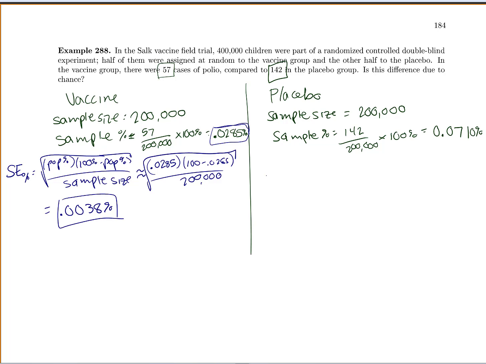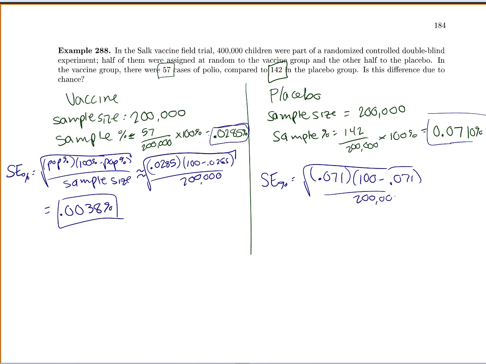And for our placebo, let's do that same thing. So square root, we'll do our sample percent because that's all that I know. It's my best estimate of the population percent. So 0.071 times 100 minus 0.071 all over 200,000 gives me 0.006%.